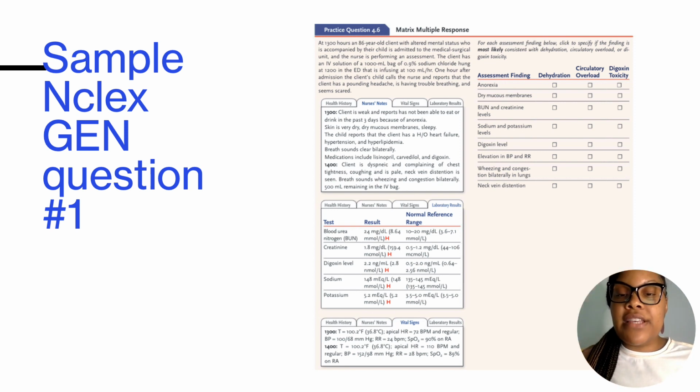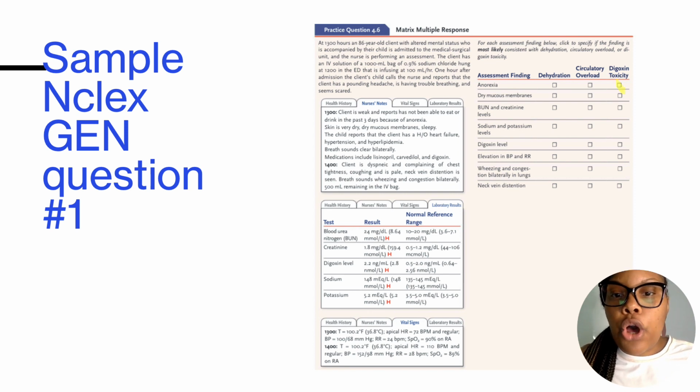So with anorexia, will we say that has anything to do with dehydration, circulatory overload, or digoxin toxicity? So dehydration and circulatory overload, we know for sure that has nothing to do with it. So we're going to go with digoxin toxicity. Let's say we don't even know what the signs and symptoms of digoxin toxicity are. We know that too much fluid or not enough fluid is not going to cause anorexia, right?